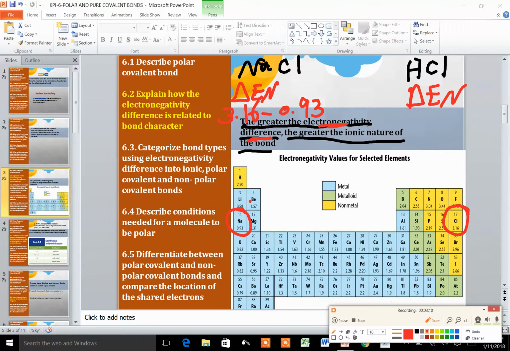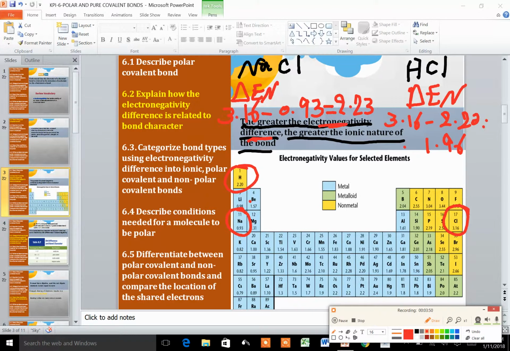If you subtract those, the answer will be higher than 1.7. The difference in electronegativity here is 2.23, compared to HCl, which is 3.16 minus 2.2, equal to 1.96. So the greater the electronegativity difference, the greater the ionic character of the bond.